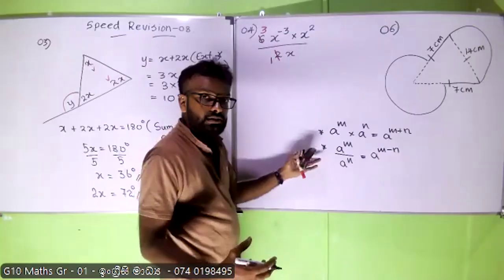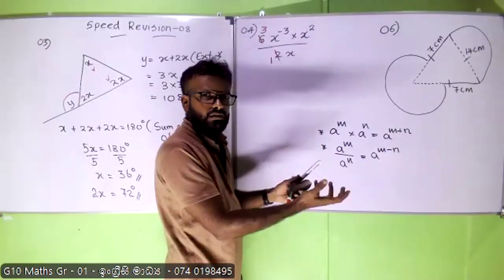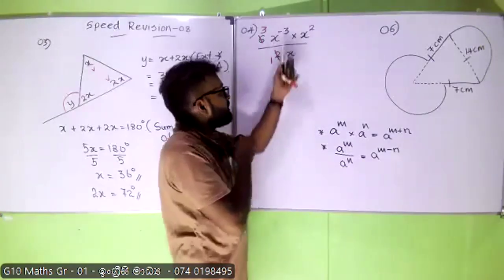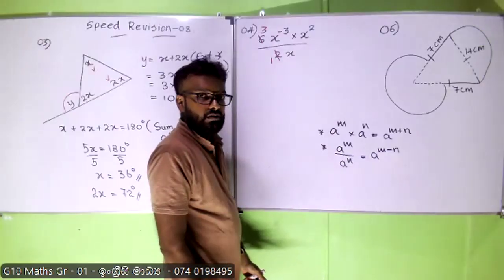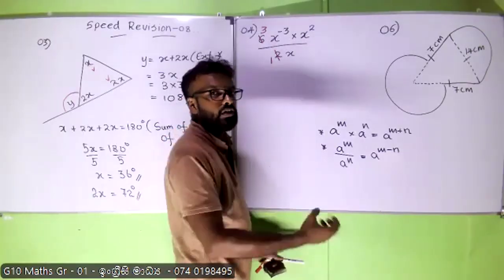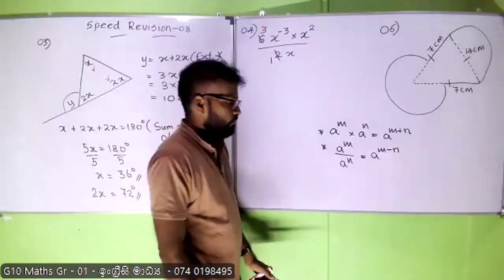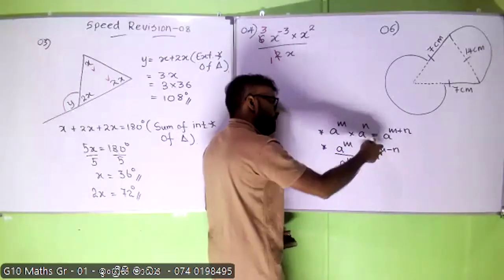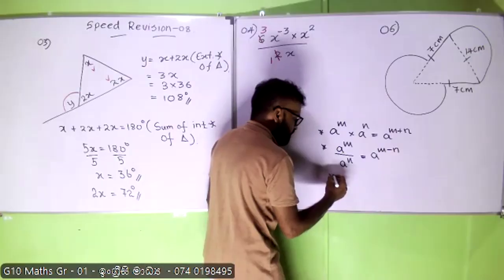If you want, you can write this as a note, after the end of this speed revision. These are the most important fundamentals. Without these fundamentals, you cannot even go for further, advanced mathematics. A to the power n divided by a to the power n, so a to the power n minus n. So there is another one.